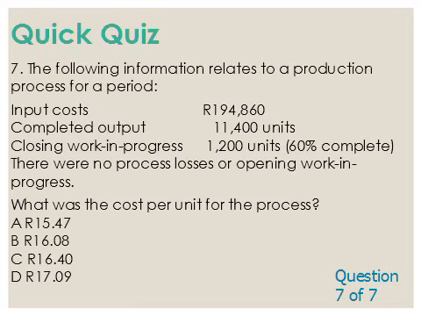Question 7. The following information relates to a production process for a period. Input costs, 194,860 Rand. Completed output, 11,400 units. Closing work in progress 1,200 units, 60% complete. There were no process losses or opening work in progress. What was the cost per unit for the process? A. 15 Rand and 47 cents. B. 16 Rand and 8 cents. C. 16 Rand and 40 cents. D. 17 Rand and 9 cents.